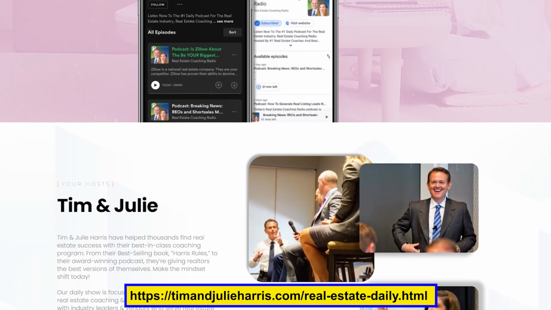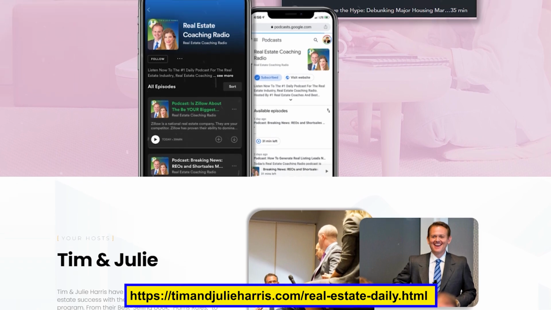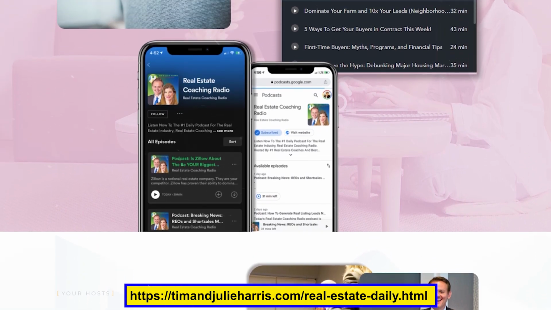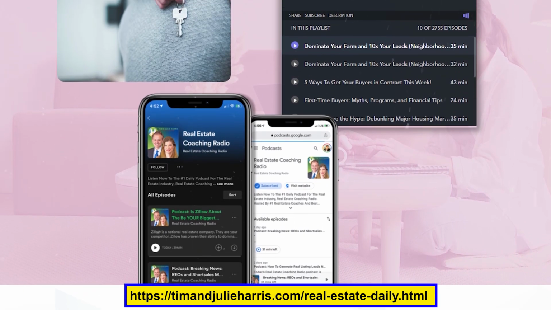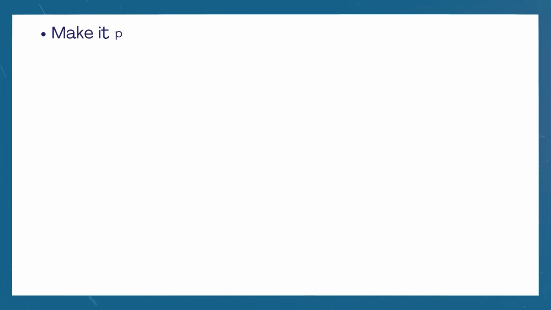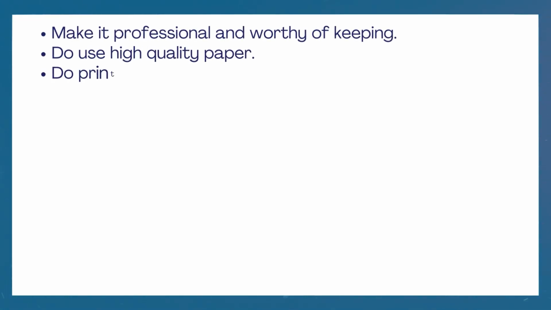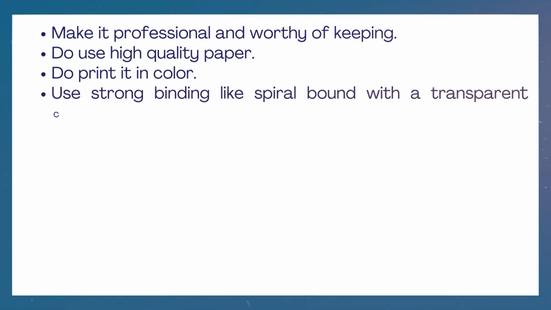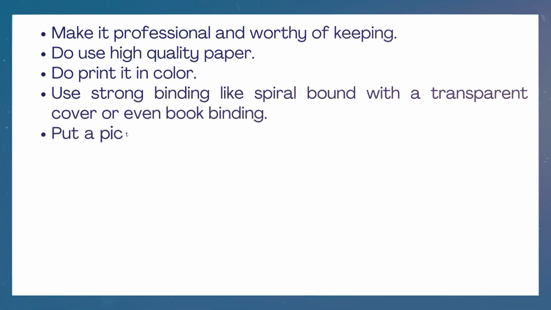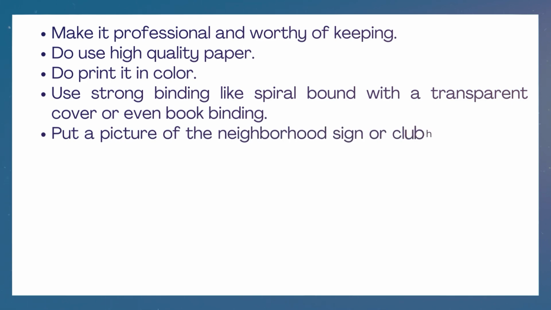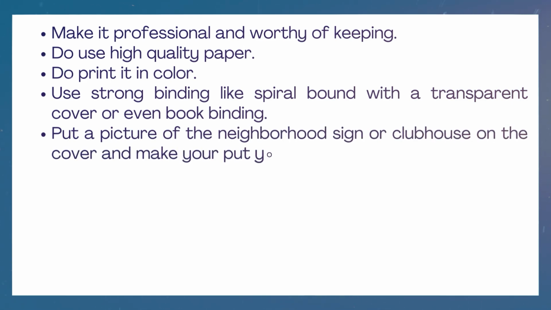Okay. So that's how you can get it. We used to call that zero-based, so you're $0 out of pocket. Now, Tim started to talk about this a second ago. Make it professional and worthy of keeping. Do use high-quality paper. Do print it in color. Use strong binding like spiral bound with a transparent cover, or even book binding. Put a picture of the neighborhood sign or clubhouse on the cover and put your picture on the back.